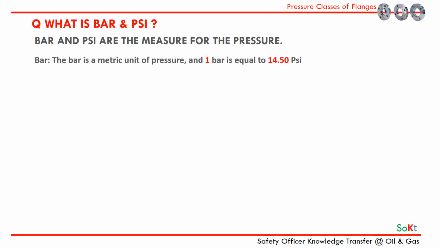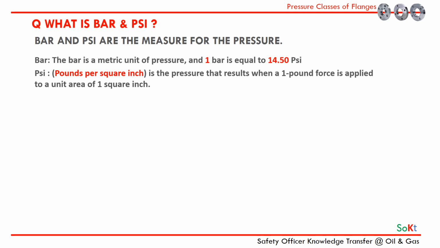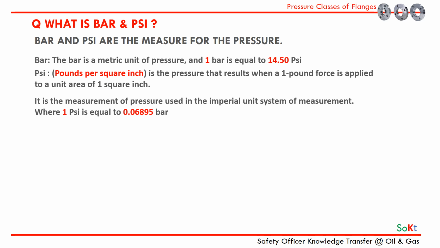Bar is a metric unit of pressure and 1 bar is equal to 14.50 PSI. PSI, pounds per square inch, is the pressure that results when 1 pound force is applied to a unit area of 1 square inch. It is the measurement of pressure used in the imperial unit system, where 1 PSI is equal to 0.06895 bar. Once again, 1 bar is equal to 14.50 PSI and 1 PSI is equal to 0.06895 bar.